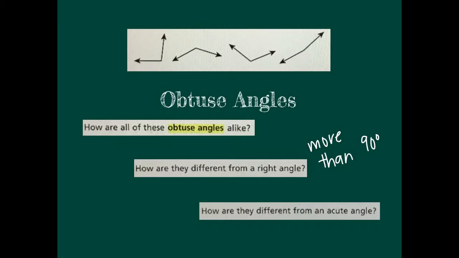Then, how are they, meaning obtuse angles, different from an acute angle? Well, obtuse angles are going to be much larger because acute angles are less than 90, whereas obtuse angles are more. So the difference there is that their measurement will be more than 90 versus an acute will be less than 90.